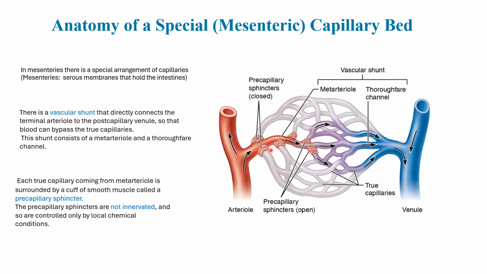And how is it possible? There are precapillary sphincters. These precapillary sphincters are closing these pathways. So the blood is going straight there. And these precapillary sphincters are not innervated and they are controlled by the local chemical conditions, but they are only present in the mesenteries of the intestine.